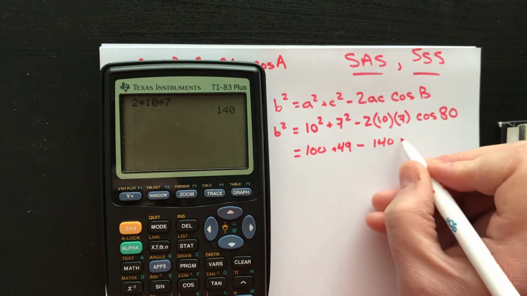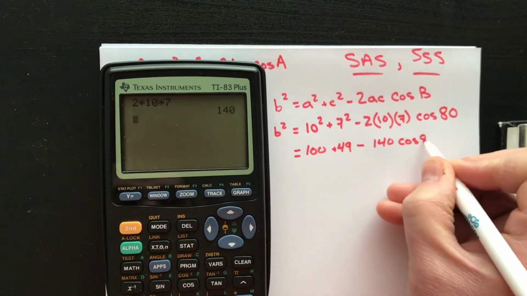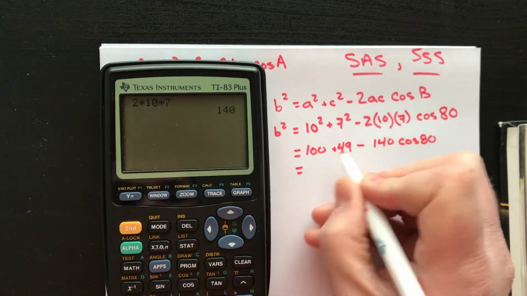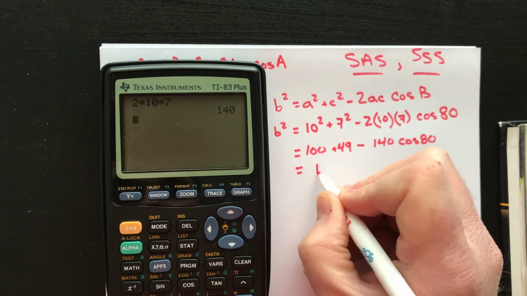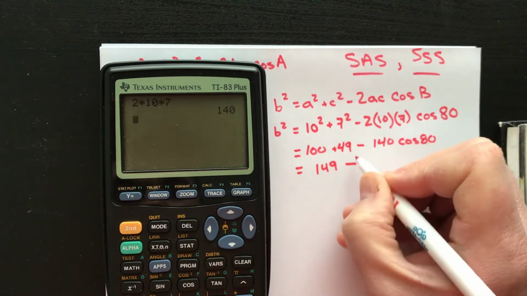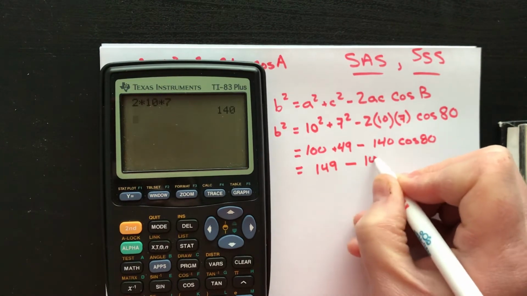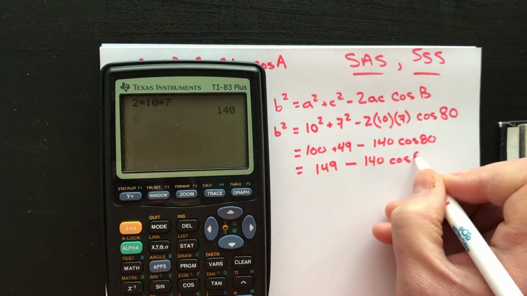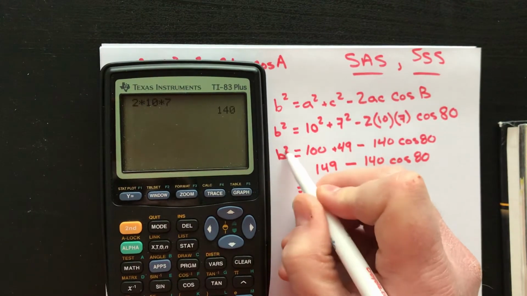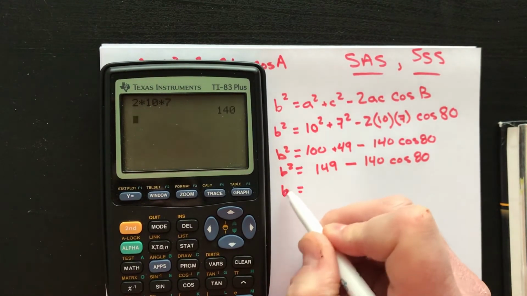And then cosine of 80. Now I'm going to do another step. 100 plus 49 is 149. Once again, I bring that minus sign down. 140 cosine of 80. Now, this is where students make the mistake. This is where students make their mistake.